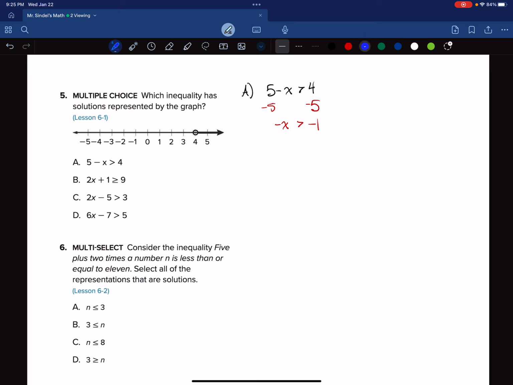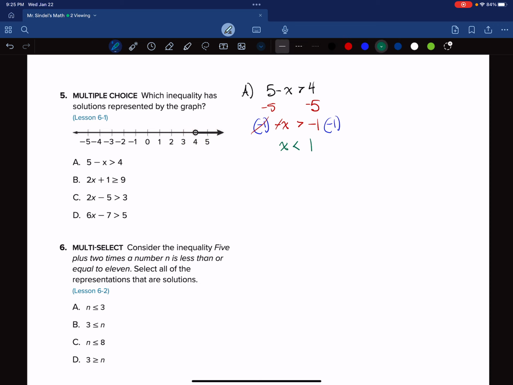I can either multiply or divide by a negative. I choose to multiply by a negative on both sides. When I multiply both sides by a negative, notice that I'll have a negative and negative cancel out, leaving behind just an x. Notice whenever you multiply or divide by a negative, this inequality symbol is going to switch from a greater than to a less than symbol. And then I have a -1 times a -1, which is a +1. That is not this graph.